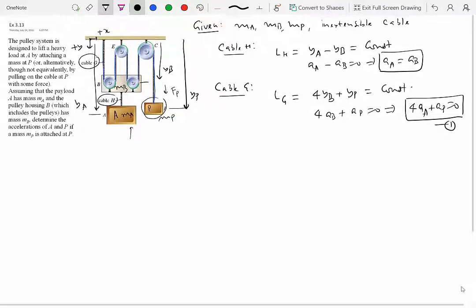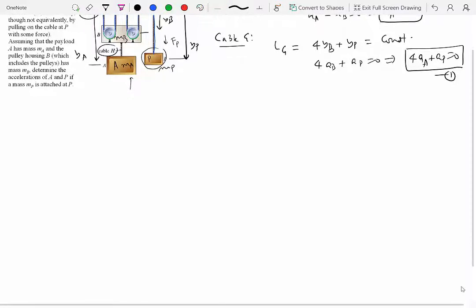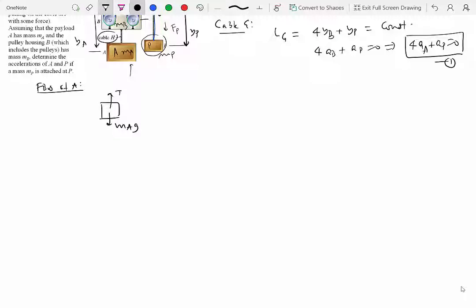So the next step after kinematic analysis, this is the kinematic analysis, is to draw free body diagrams, right? So let's start with that. So free body diagram of, let's start with A. So A, we have gravity. We have the tension in the cable, we'll call it T sub h.